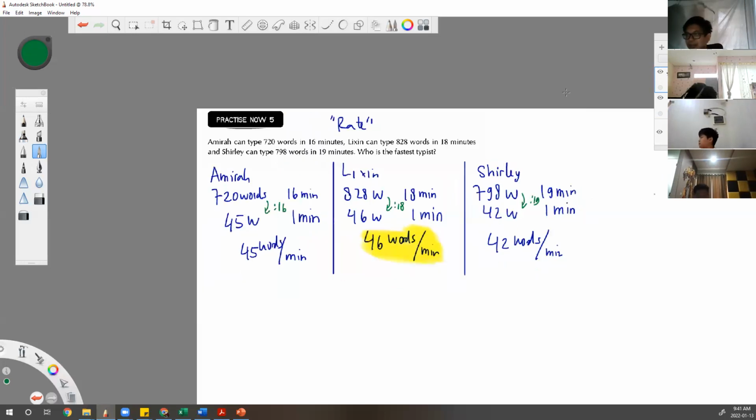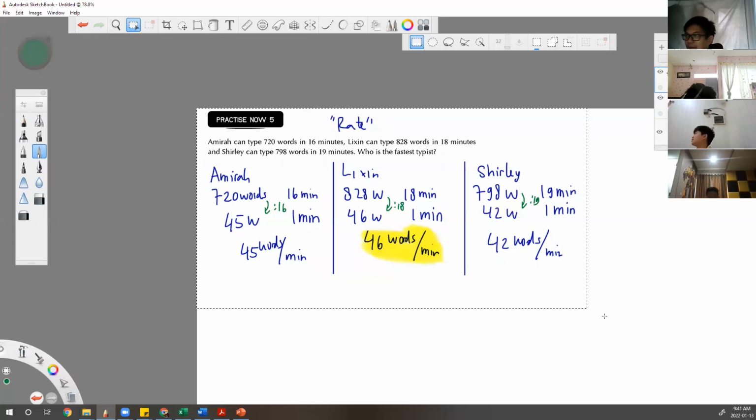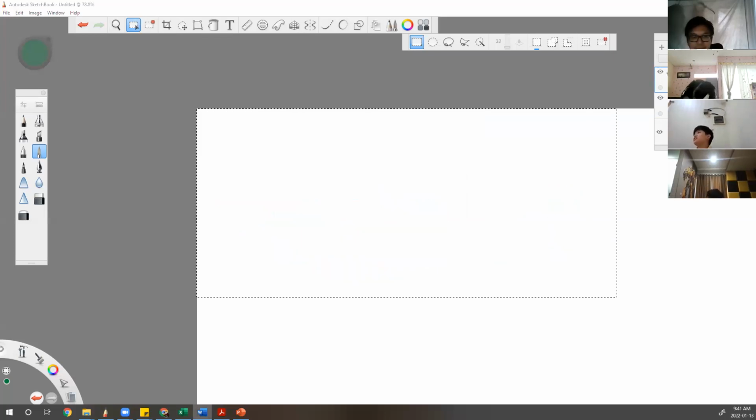Okay, so that's how you do the word problems. Okay, I will copy this. Later on, I will send the files to you. We are talking about rate right now. Rate. Meeting 2. Now let's go to the next part.